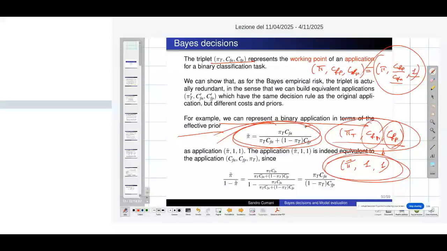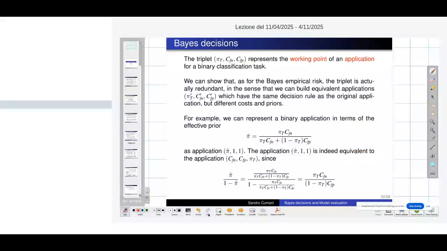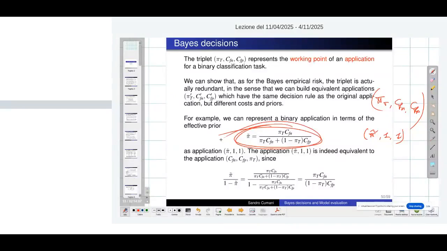Why does this matter? It matters because we can show that this holds true also for decision making. If we take an application with this cost and this prior, and we consider an application with the effective prior defined in this way and the cost of errors equal to 1, what do we get? Well, let's take the optimal decision for the second application. What does it mean? It means that our threshold is minus logarithm of pi tilde divided by 1 minus pi tilde. The cost of the errors are 1, so in this case they cancel out.